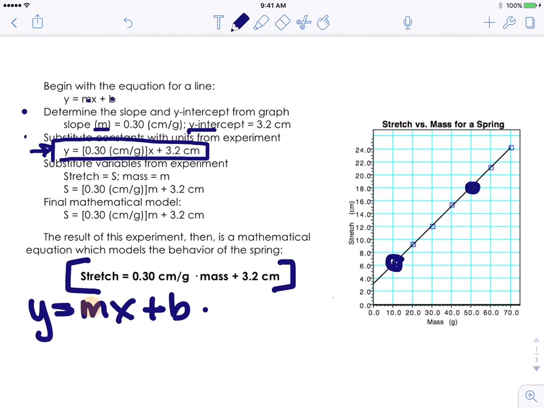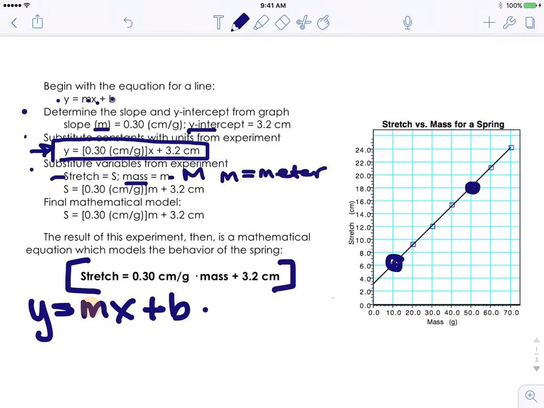We're halfway there. So now we're going to replace the y and the x with the variables from our experiment. So stretch is S, mass is M. And this is not quite right from this handout. Mass is going to be capital M, because remember, lowercase m is equal to meter.